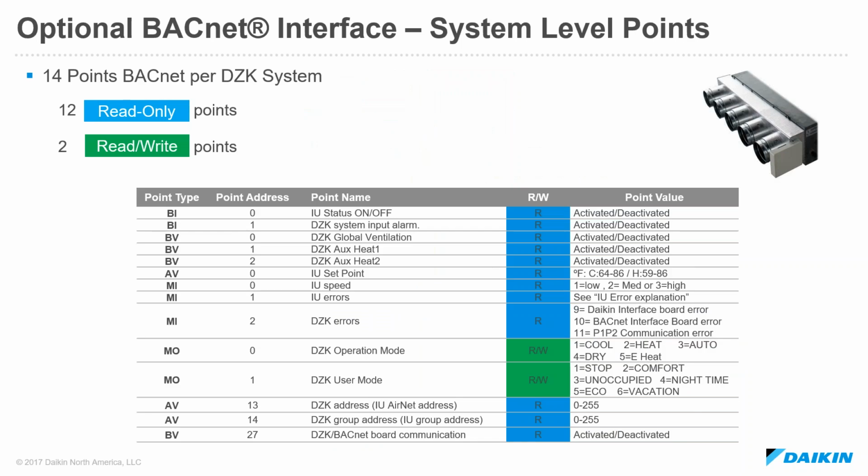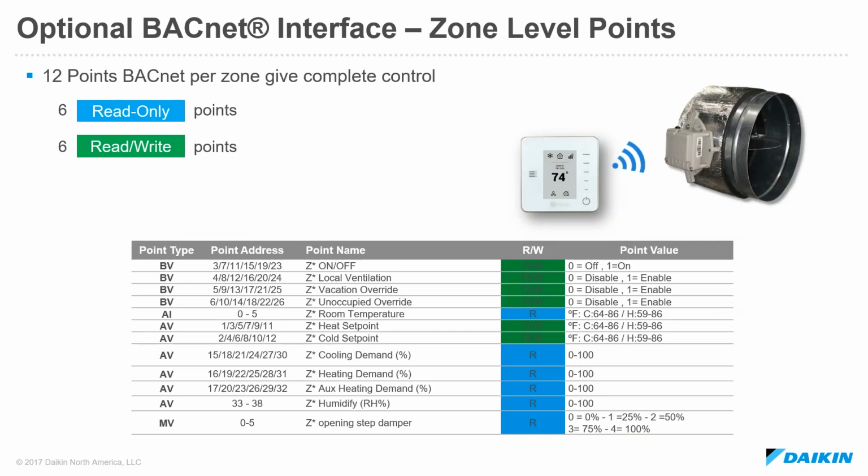There are 14 different BACnet points from a DZK system standpoint. 12 of those points are read-only, 2 of them are read-write. So I will just point out those read-write points. We can control the DZK's mode of operation. We can control the DZK's user mode. And then we can monitor a lot of other additional information from the DZK from a system standpoint.